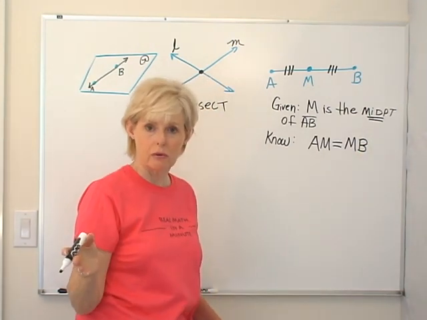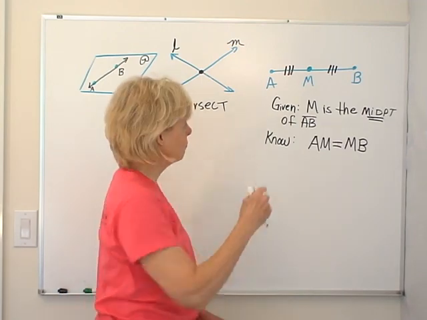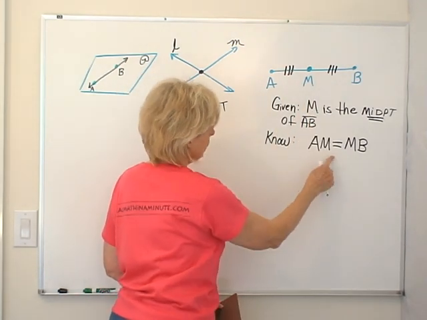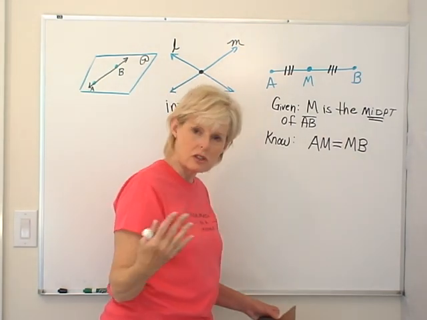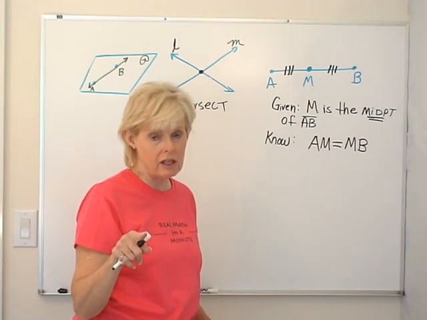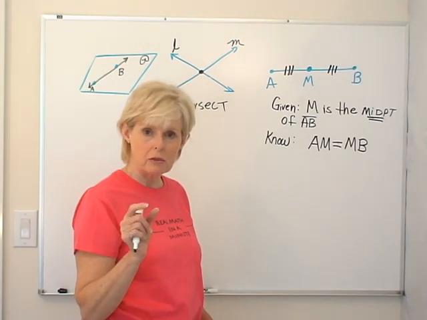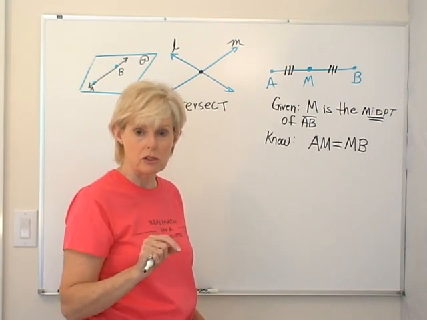The distance is equal. That's what midpoint means. You're in the middle, and that distance equals that distance. And we've marked it so we can see it, and we've set it. The reason we know this is that is what the definition of midpoint says. It's a point on a segment, not on a line, on a segment that divides the segment into two parts that have equal measures, two equal measures.